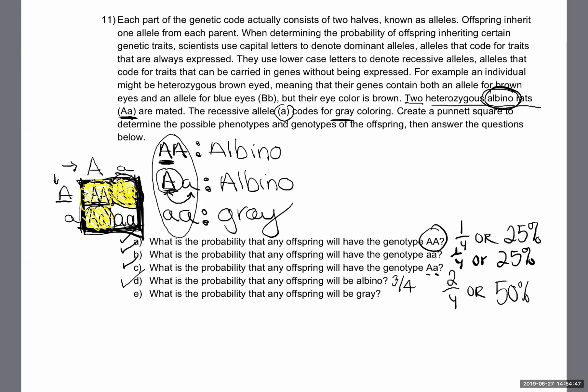And by the way, guys, I have no idea if being albino actually goes with Mendelian genetics. I didn't even look it up. I just made up a question.